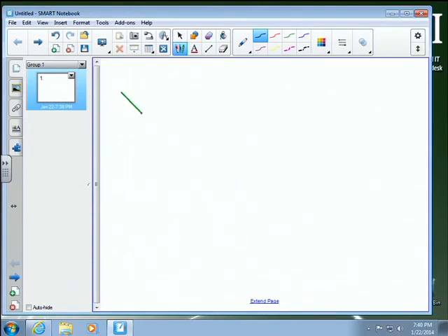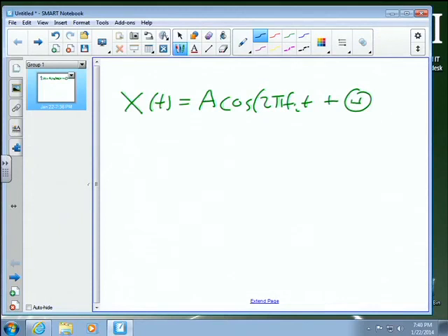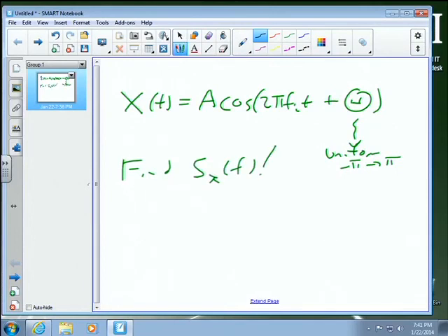So let's say your random process. How do you get a random process? It's usually x of t. Let's say we have a constant amplitude A, cosine, so that's a deterministic function. Let's say it has some sort of frequency, 2 pi fc t. All of that's deterministic. And here's the randomness, that phase, remember? Let's say all phase values are equally likely to occur. That means uniform, right? So this guy here is uniform, from minus pi all the way to pi. So the question is, find Sx of f.